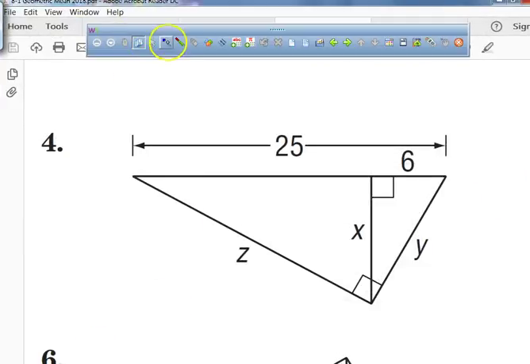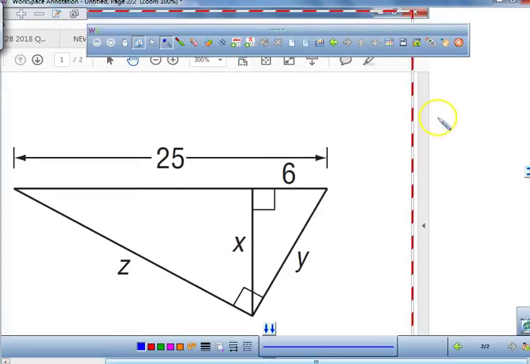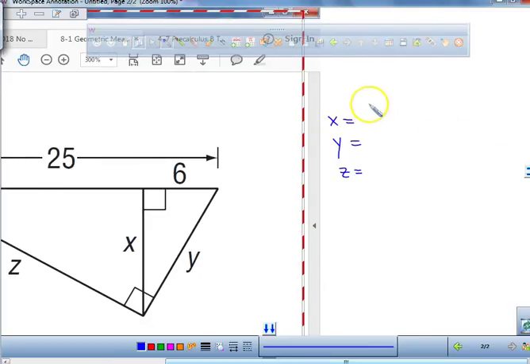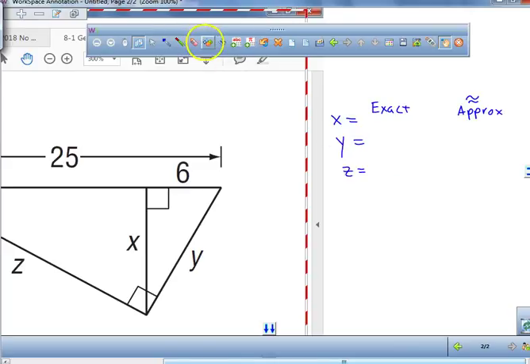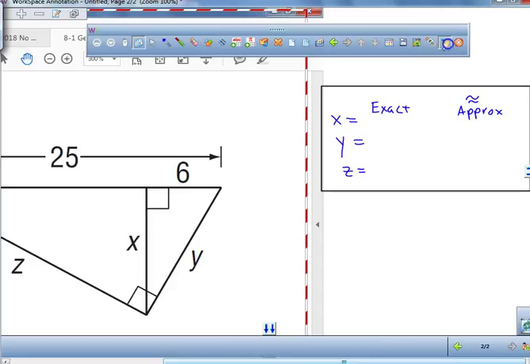All right. What I want you to do right now in your journal, I want you to have a little answer box for x, for y, and for z. And we're always going to start with what's called the exact answers. So we'll have exact answers, and then we will have what's called our approximate answers, so our approximate answers to what the distances are. So make sure you have a box set up so as we solve these, you will have a place to put them on your paper.